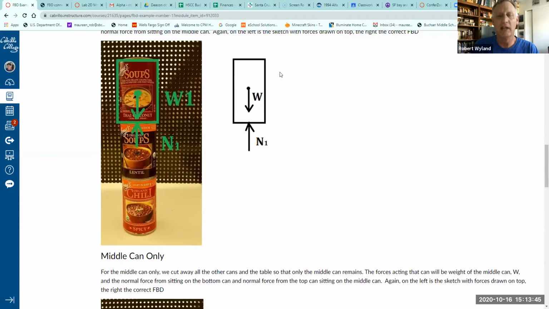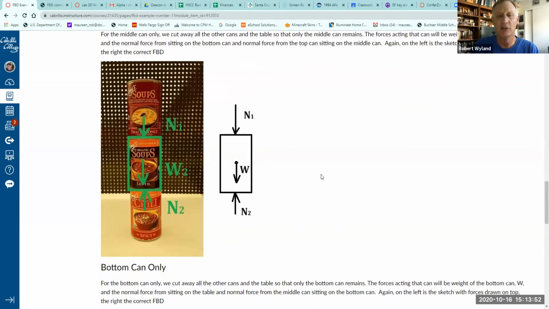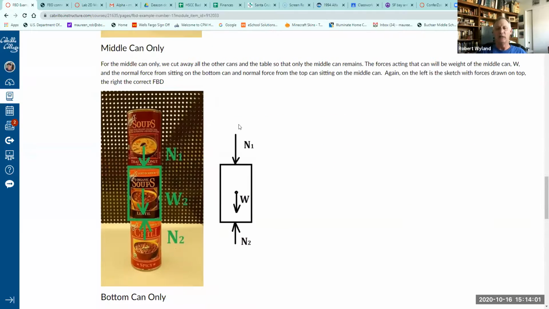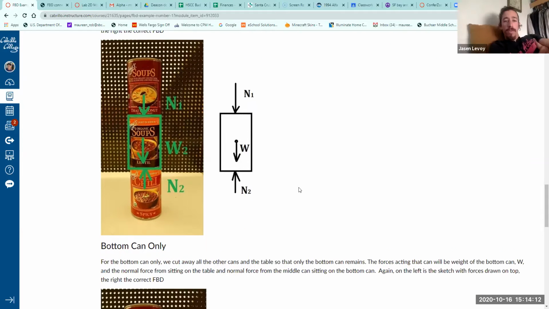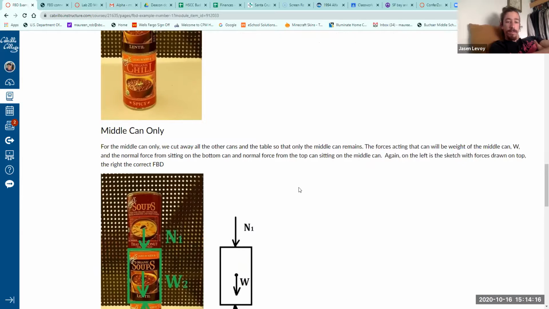So let's look at the middle can. Again, this is fairly obvious. This is just like the 3 cans, except we're only looking at the top. The middle one's where it gets a little more exciting. So now we have that same normal force, equal and opposite, from N1 now pushing down on the top. And then we have the weight of the second can in the middle, W, and then we have another normal force from below, pushing up. Can you comment on the relative magnitudes of N1 and N2?